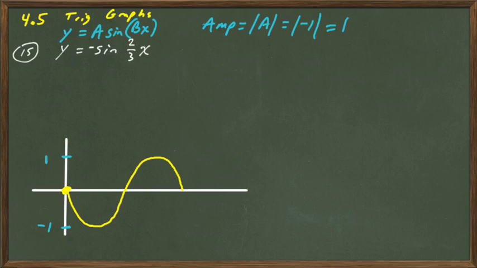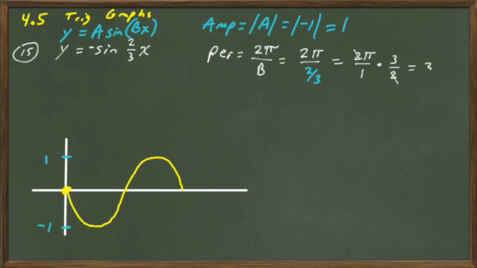Now, what is the period? The period is how far it goes before it starts repeating, and it's 2 pi over b. What's b on this one? 2/3. To divide by a fraction, you multiply by its reciprocal, or stay, change, flip. I believe these 2's could cancel, and that makes my period 3 pi. So this is 3 pi.